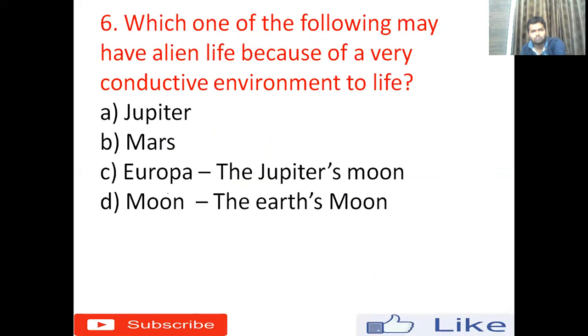Next, sixth question. Which one of the following may have alien life because of a very conducive environment to life? Option A, Jupiter. Option B, Mars. Option C, Europa, that is Jupiter's moon. Option D, moon, the Earth's moon.